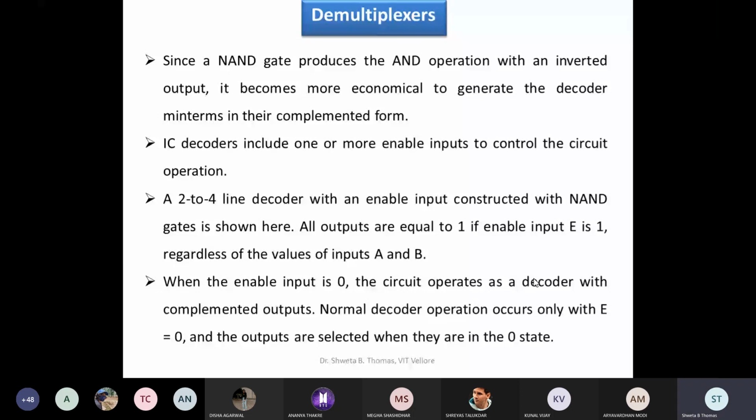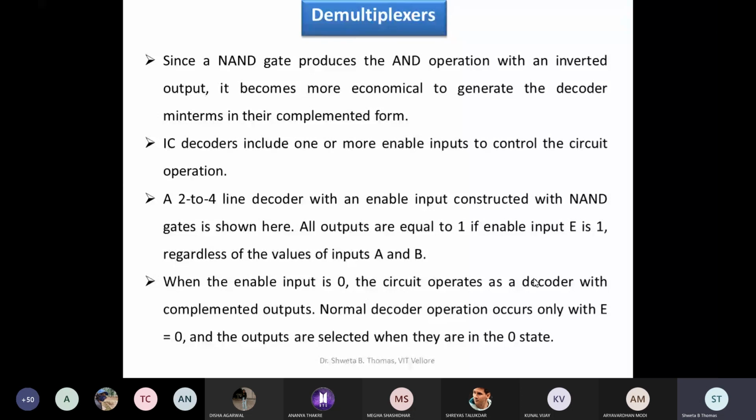IC decoders include one or more enable inputs to control the circuit operation. So these are the theoretical portion, but when you are writing the answers for your exam, you have to explain it in detailed form. A 2 to 4 line decoder with an enable input constructed with NAND gates is shown here. This is actually in the next PPT. All outputs are equal to 1 if enable input E is 1, regardless of the value of inputs A and B.